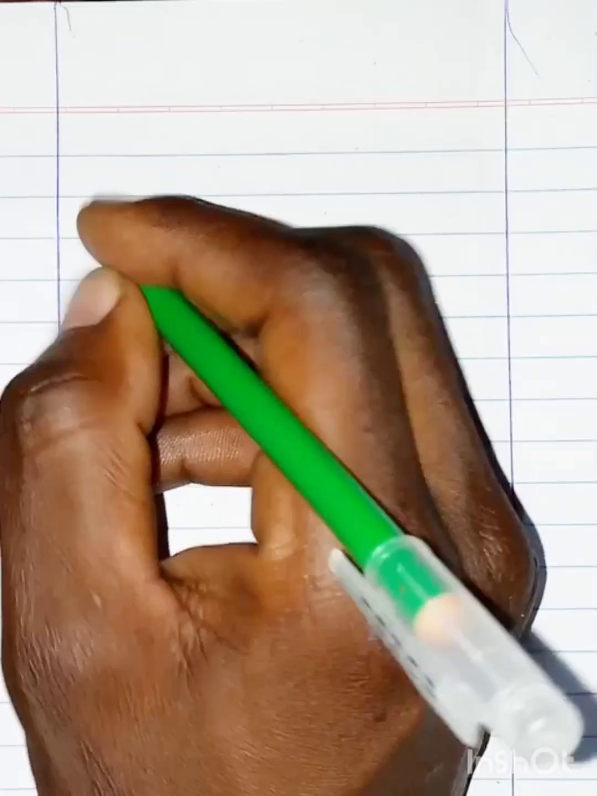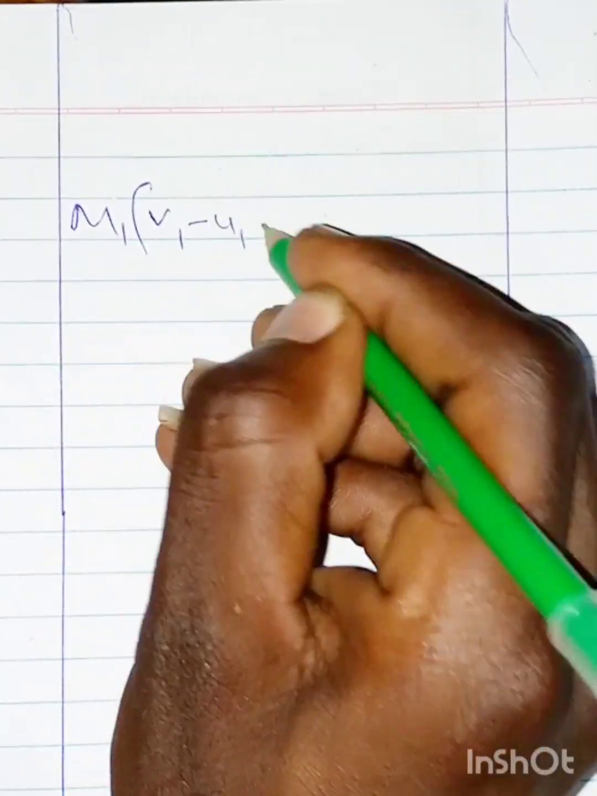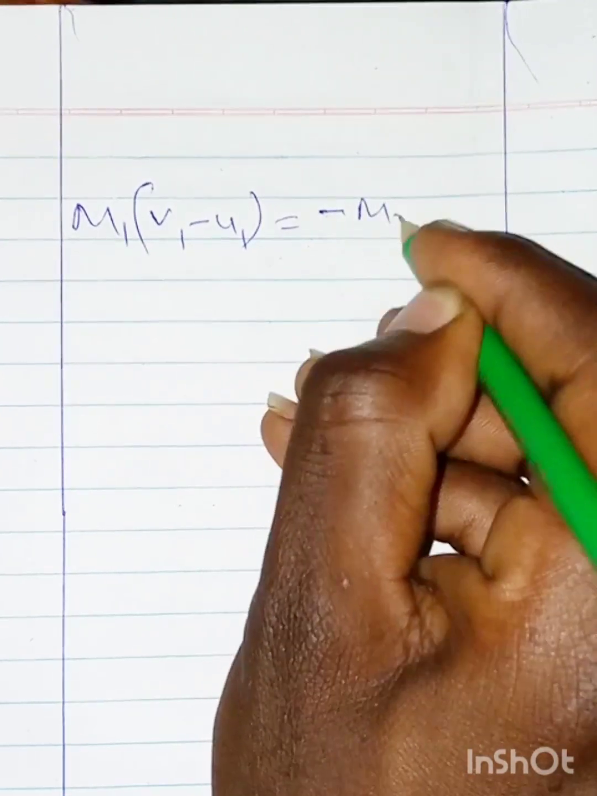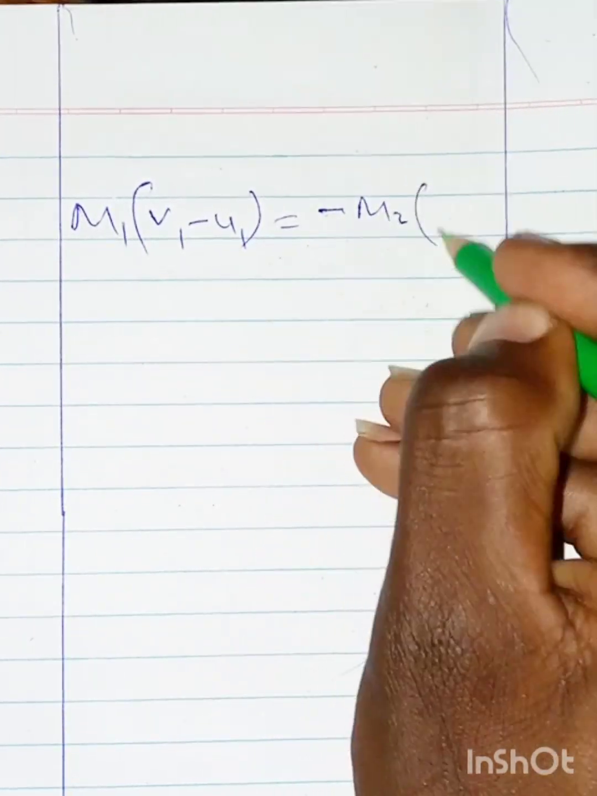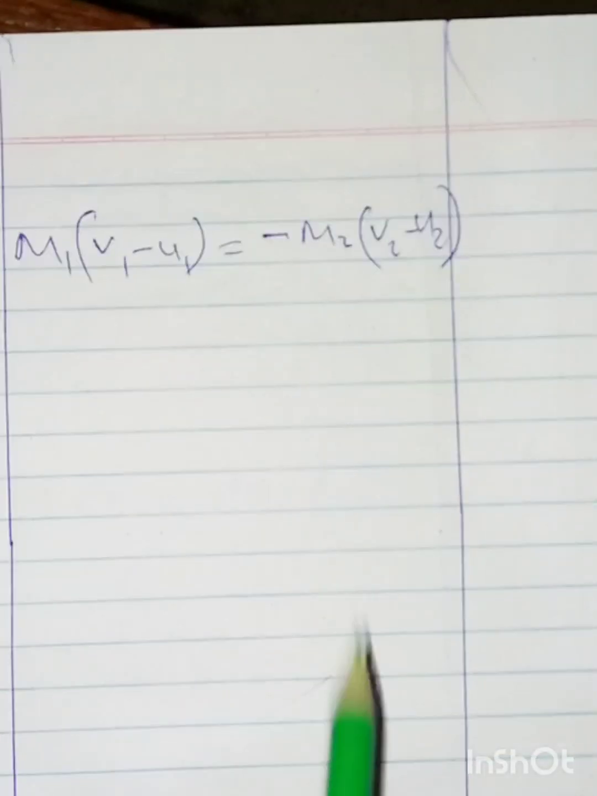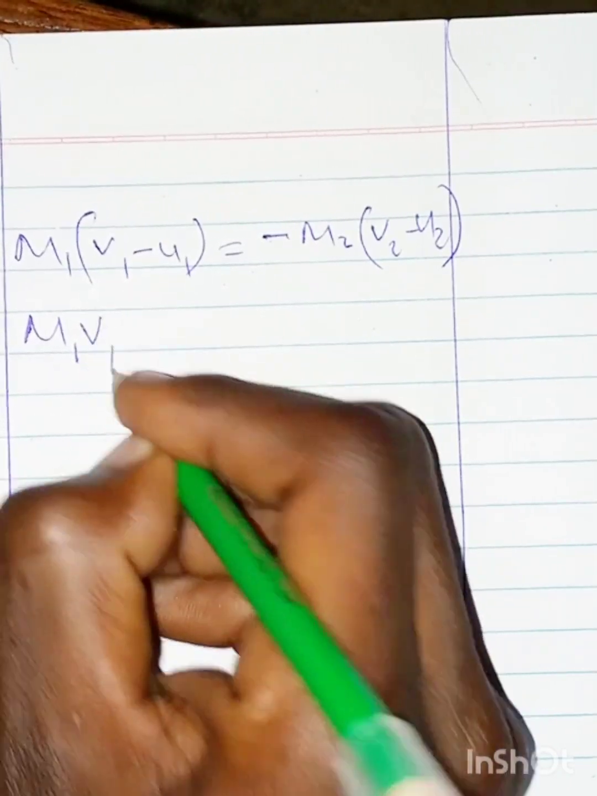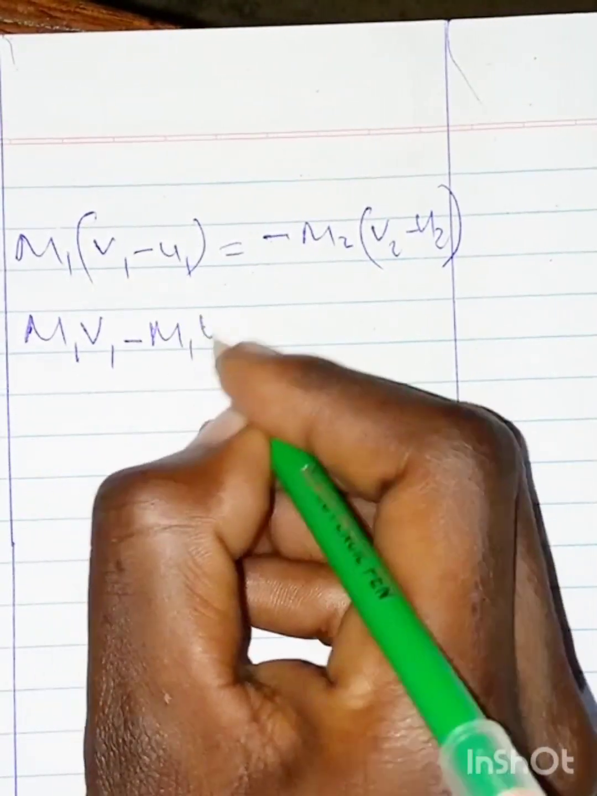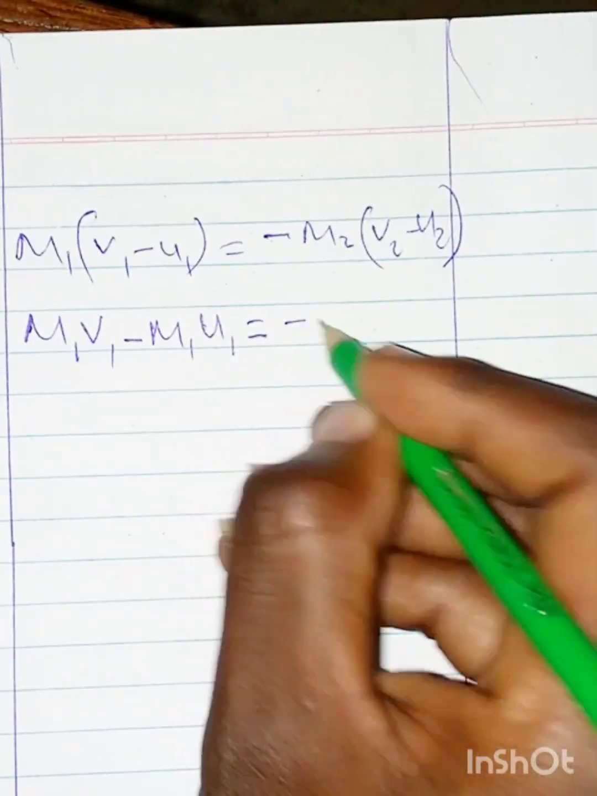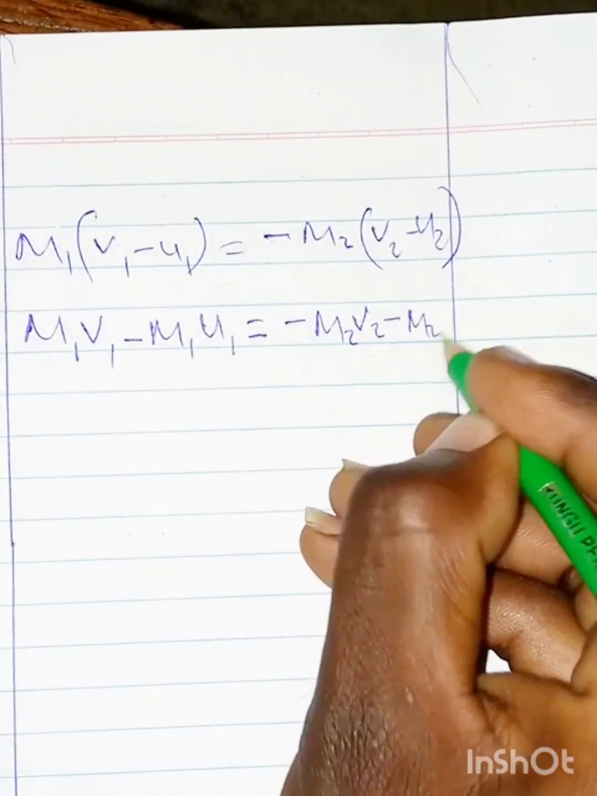Now, our equation remains as m1 (v1 minus u1) equals negative m2 (v2 minus u2). Open the brackets, it becomes m1 v1 minus m1 u1 equals negative m2 v2 minus negative m2 u2.